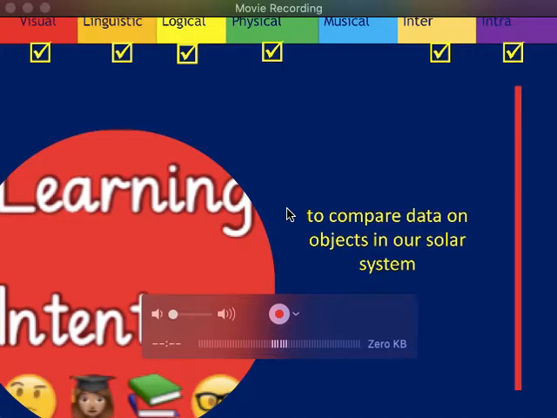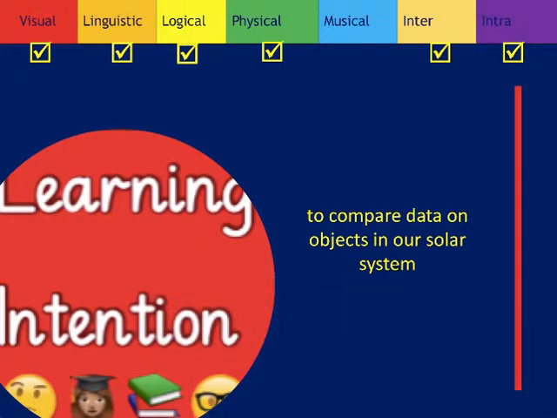Okay, folks, so today is our last data day. We have to cover things that we missed in Form 1. So today's learning intention is to compare data on objects in our solar system. And this is RAG statement number 3 from Earth and Space RAG that we did in first year.